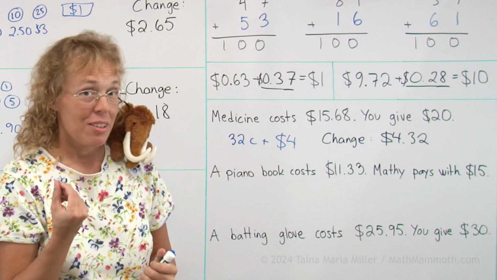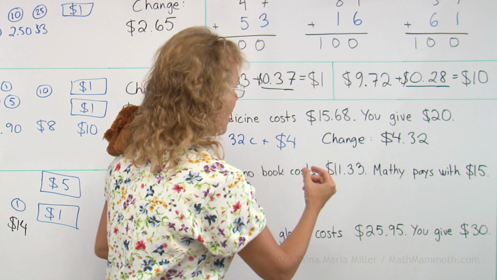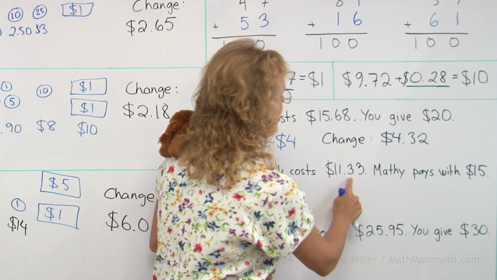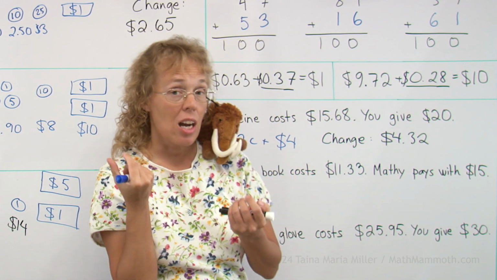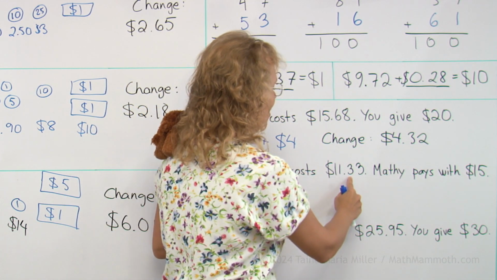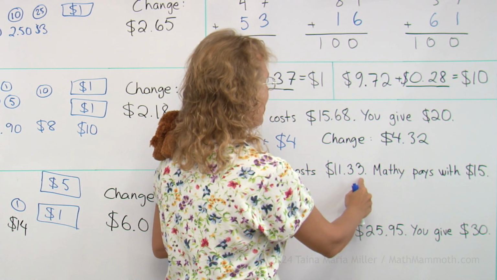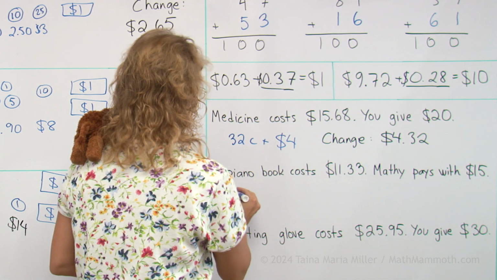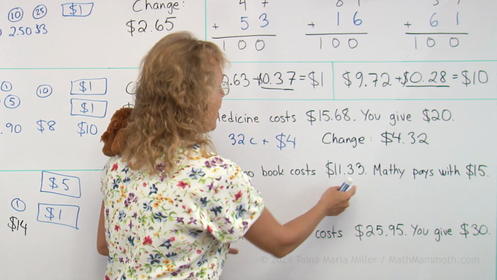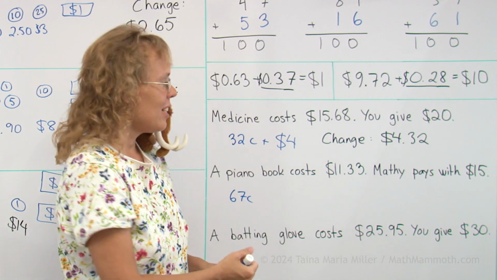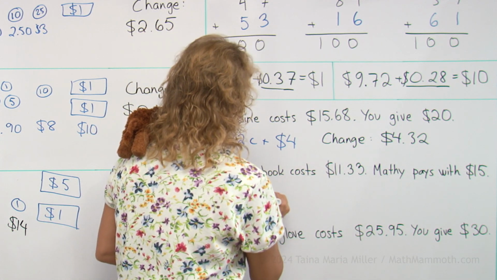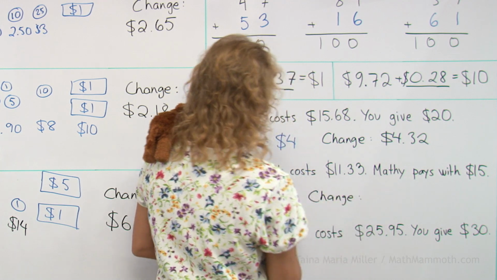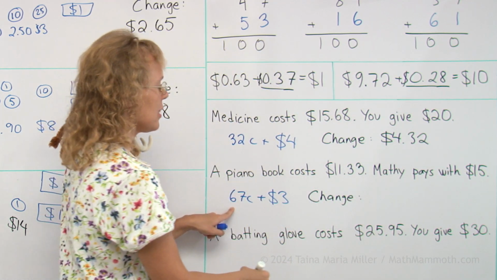$11.33. I'll do the same thing. I'll first figure out, counting up, from 33 cents to the next whole dollar. So this 33 plus what number makes 100? Okay. 3 and 6 makes 9. 3 and 7 makes 10. So 6 and 7. 67. And then I am at $12, right? And then I just need $3 more. So we get the change $3.67.